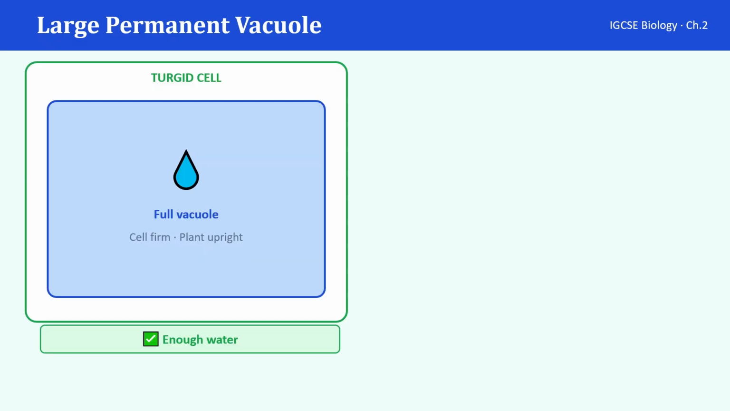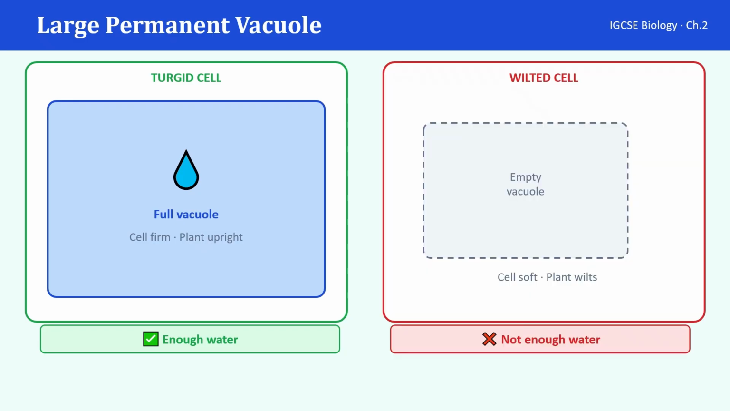Look at the left hand side, this is a turgid cell. Turgid means firm and full of water. The vacuole is completely full of cell sap. It is pushing outward against the cell wall. This makes the cell rigid and firm. This is the normal healthy state of a plant cell. But on the right side is a wilted cell. The vacuole is empty, no water is present inside, the cell becomes soft and floppy, and when millions of plant cells do this at the same time, then the whole plant wilts and droops.